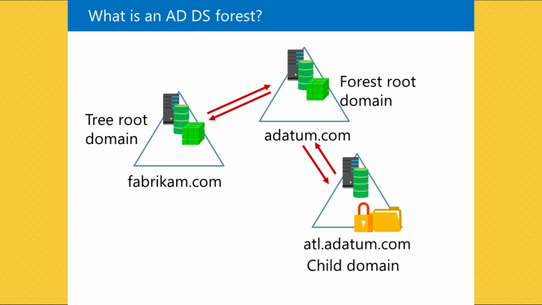The ADDS forest is also the replication boundary for the global catalog. The global catalog makes it possible to find objects from any domain in the forest. For example, the global catalog is used whenever user principal name, UPN, sign-in credentials are used or when Microsoft Exchange server address books are used to find users.